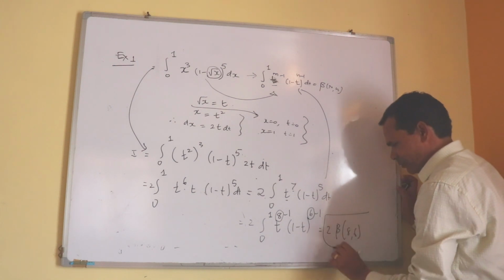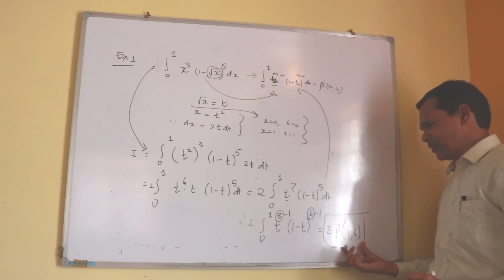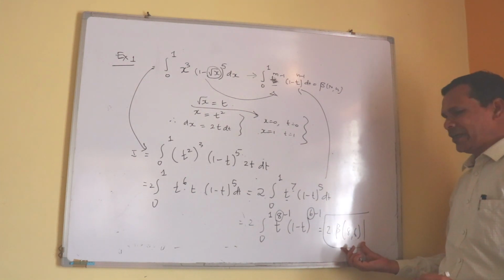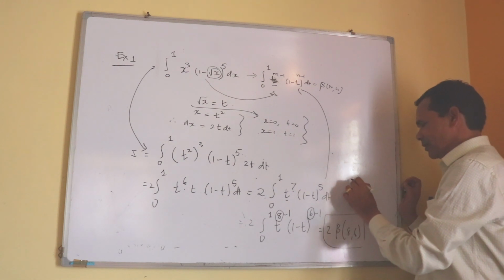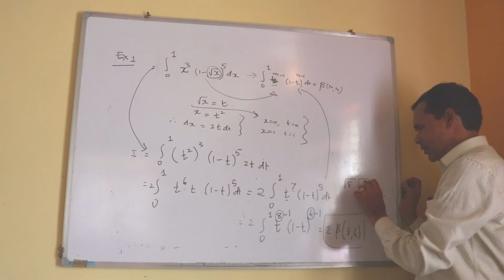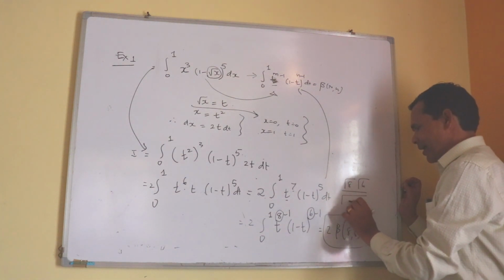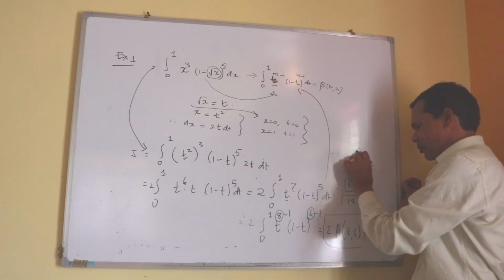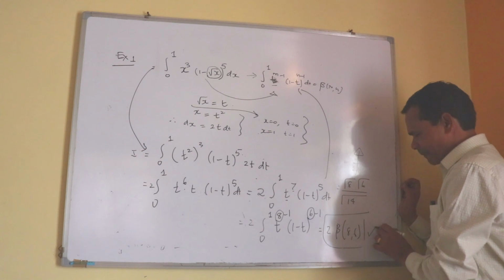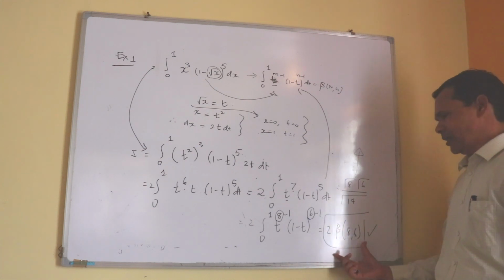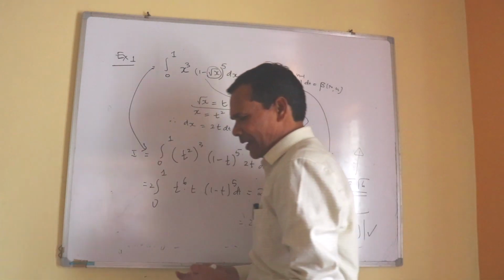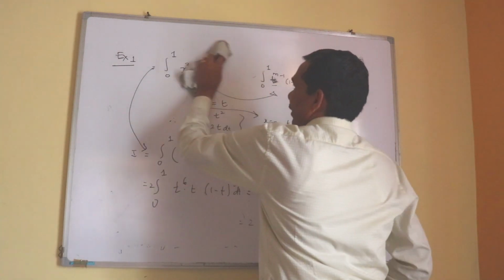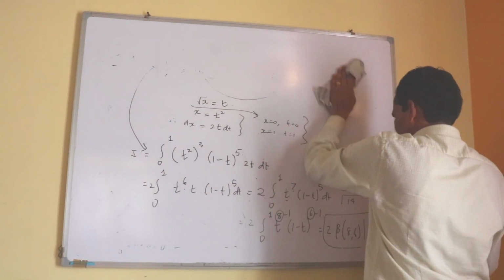So this is the value. You can simplify this by using the relation between beta and gamma function as gamma 8, gamma 6 upon gamma of 8 plus 6, which means 14. Likewise you can work it out, but it is sufficient to give the answer up to this particular form. So we go for the next example, the next example on beta function.